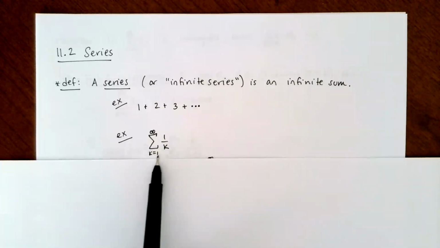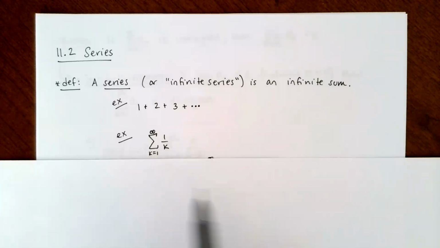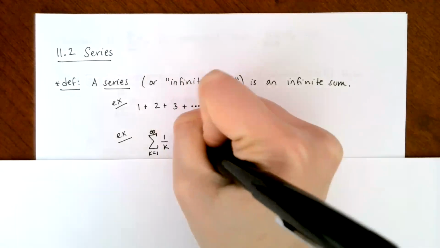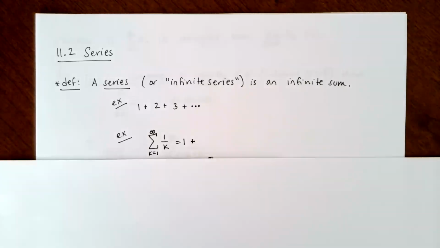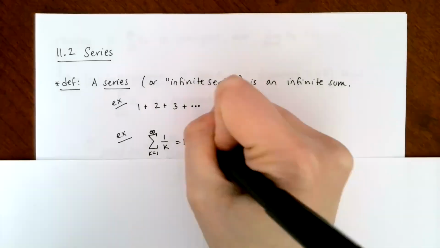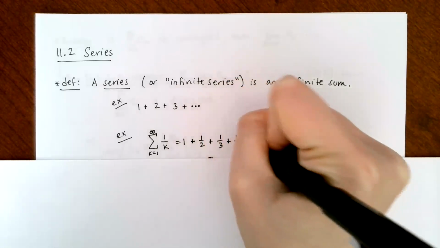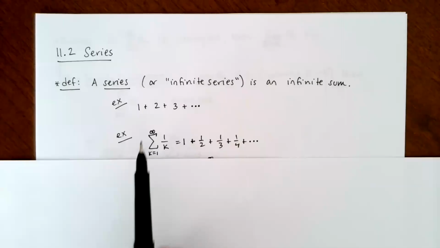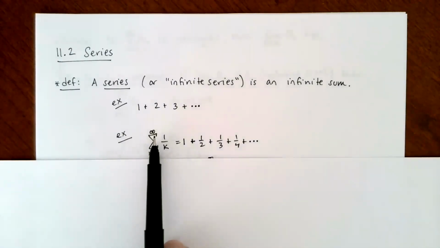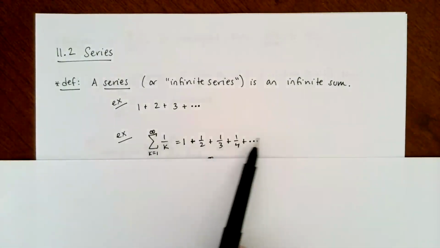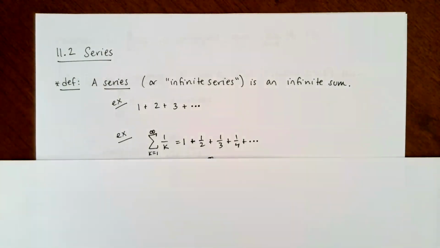So this k = 1 at the bottom tells us that 1 is the first number you plug in for k, so you get 1/1. And then now we're adding between, so then we plug in 2, that's 1/2. And then we plug in 3 and 4 and so on. And again, because there's an infinity at the top here, which all our infinite series will have, we just do the first few terms and then put a ... to imply that the sum continues forever.